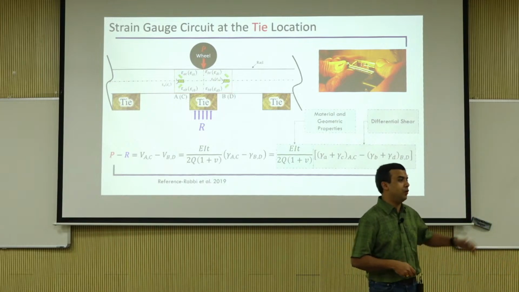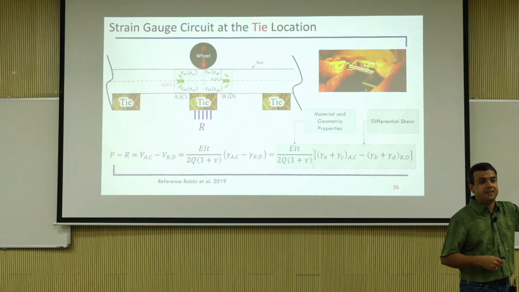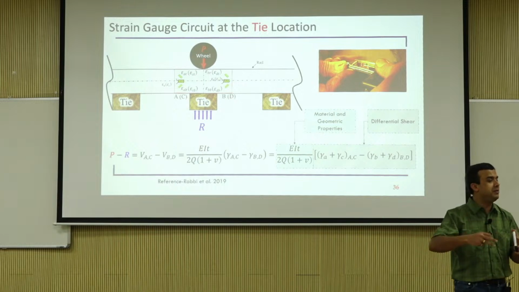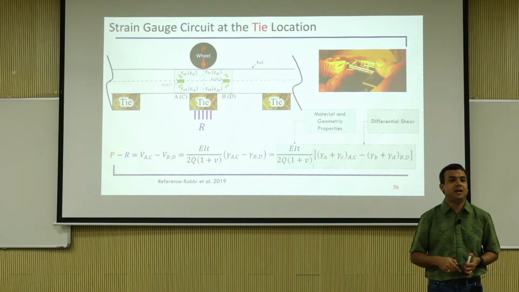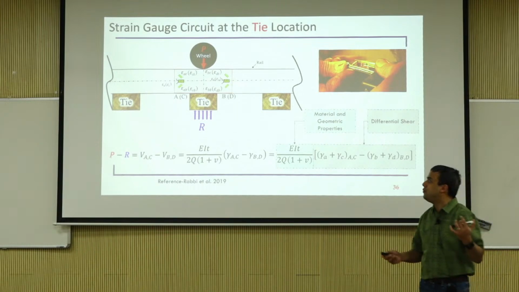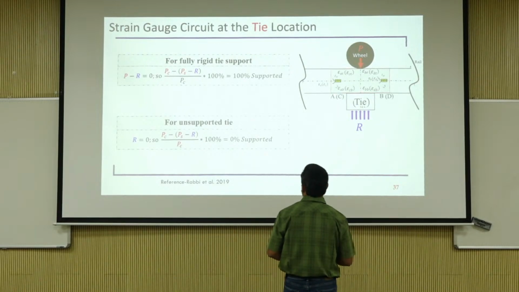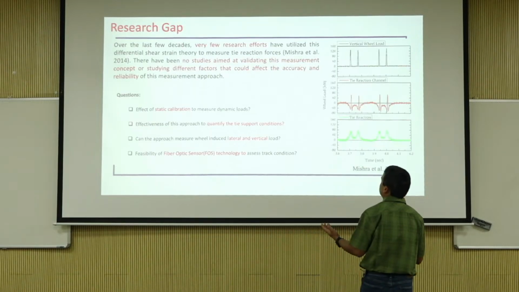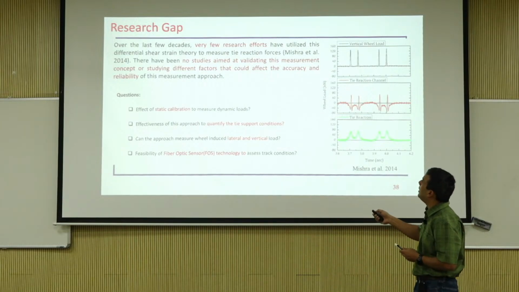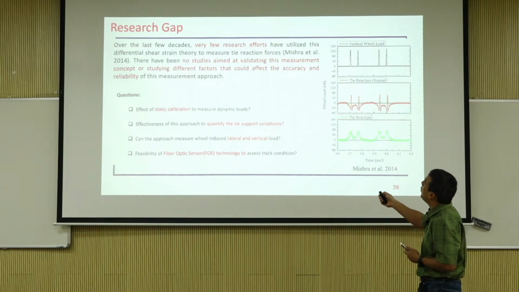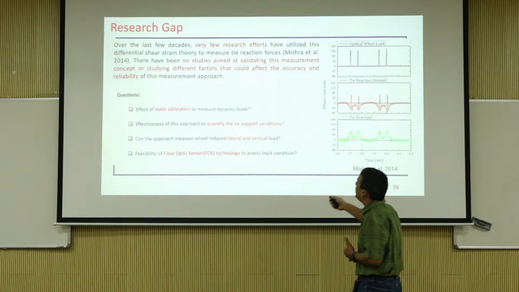You know, we wrote a paper on that with some extensive modeling that caught a lot of eyes. Then we started getting funding, and we have been funded for the last 6 years to extend this into different areas and stuff like that. And we have proved a lot of things. You'll see this. So that's basically P minus R, what I'm trying to show here. So what is the research gap? Very few efforts have utilized this differential strain to measure tie reaction forces. We only did it in 2014, but no studies aimed at validating this measurement.